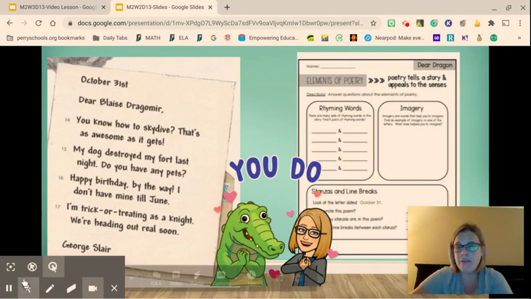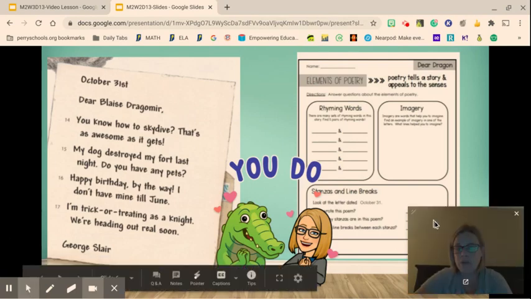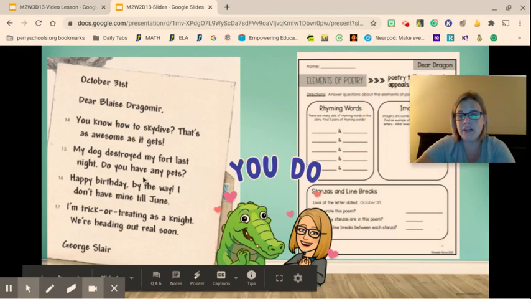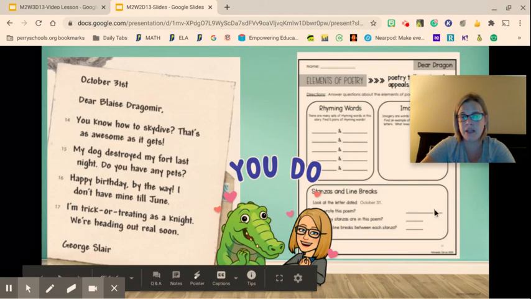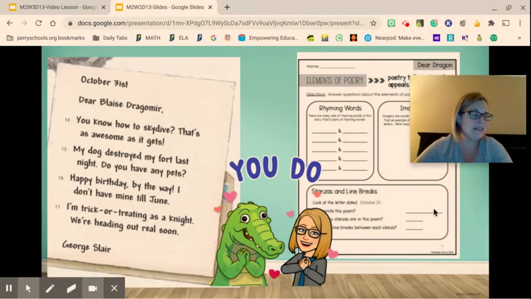The third part of this activity is that you are going to look at the letter dated October 31st. I have it right here. And you are going to be answering a couple questions. So first part says, who wrote this poem? You're going to write it on the line. How many stanzas are in this poem? And then it says, are there any line breaks between each stanza? So that's going to be a yes or a no question.